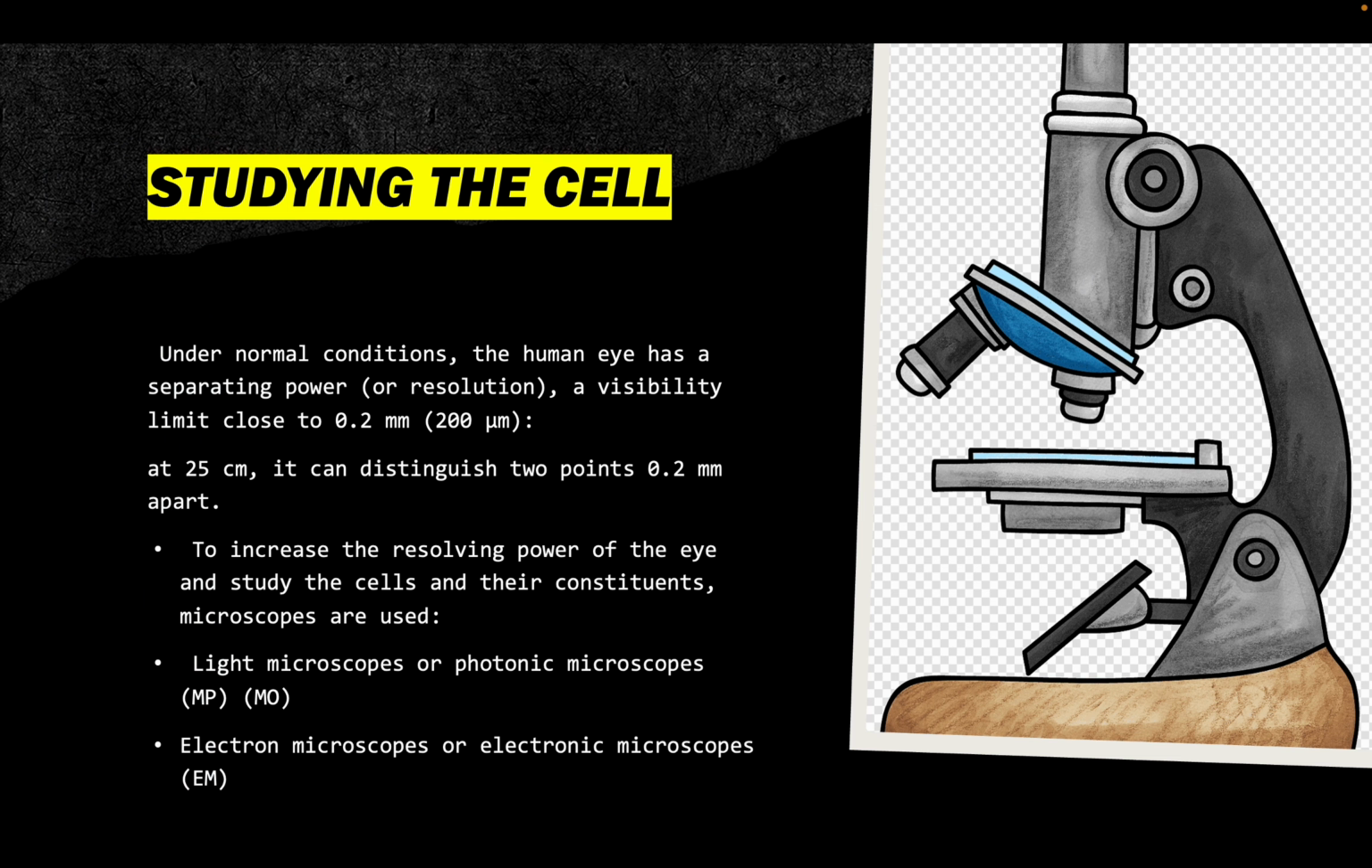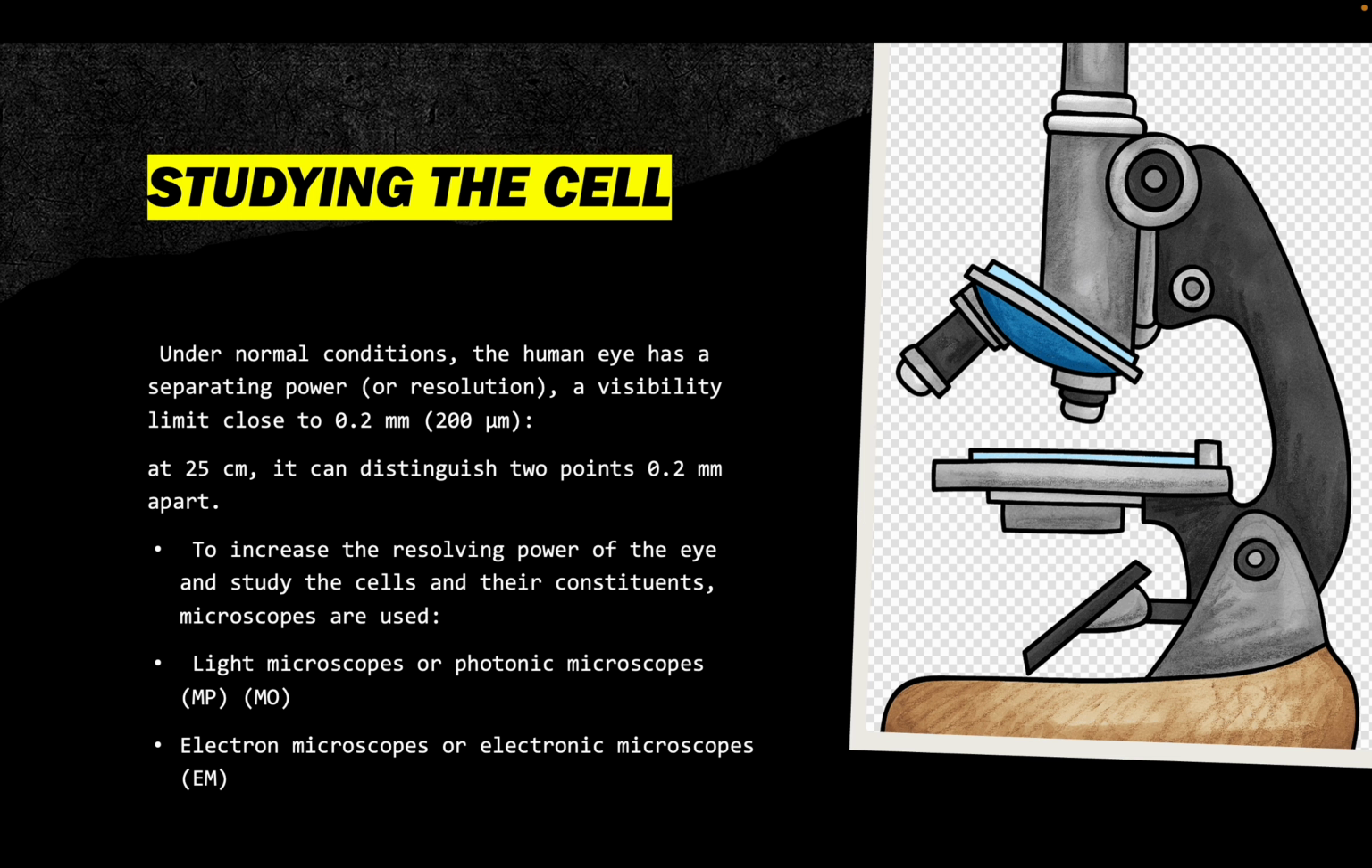Studying the cell. Under normal conditions, the human eye has a separating power, or resolution, a visibility limit close to 0.2 millimeters, 200 micrometers. At 25 centimeters, it can distinguish 2 points 0.2 millimeters apart.